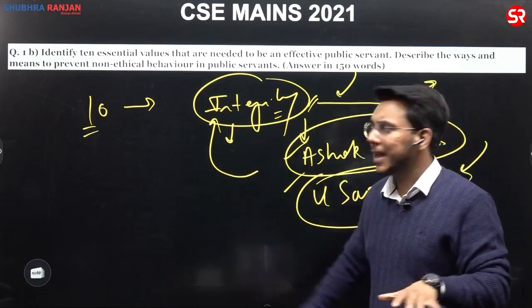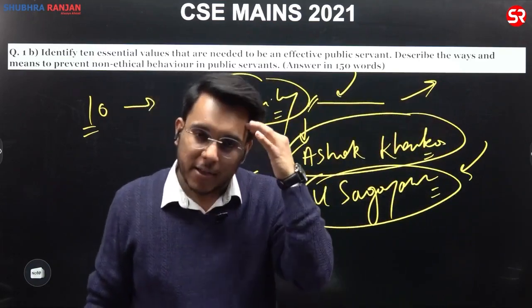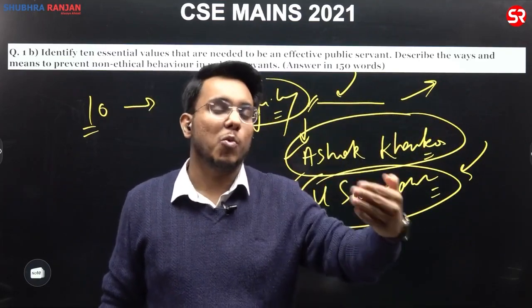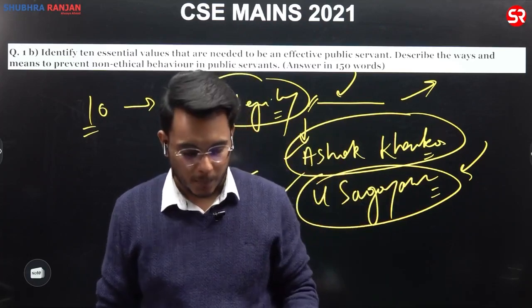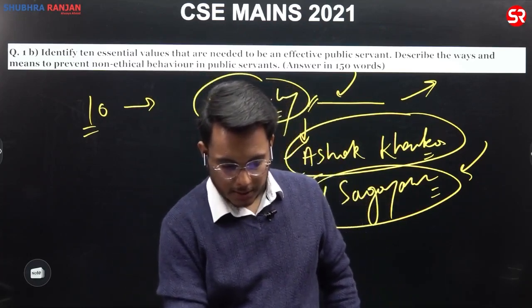So what you have to do is, in the 10 values, just explain each value in one line. If you have it in your mind, give the example of one or two officers also. Fine, you can just do this.